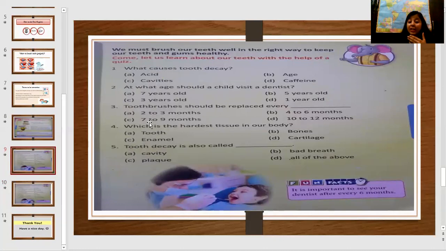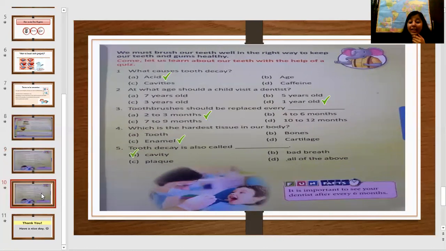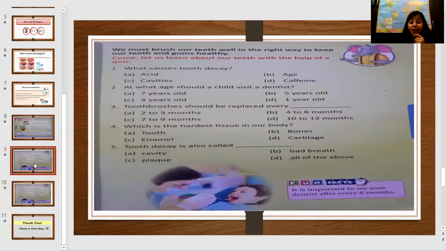Toothbrushes should be replaced every, options are A, 2 to 3 months, B, 4 to 6 months, C, 7 to 9 months, or D, 10 to 12 months. Think about it. Yes, the correct answer is 2 to 3 months. Toothbrushes should be replaced after every 2 to 3 months. Let's move to the next one.